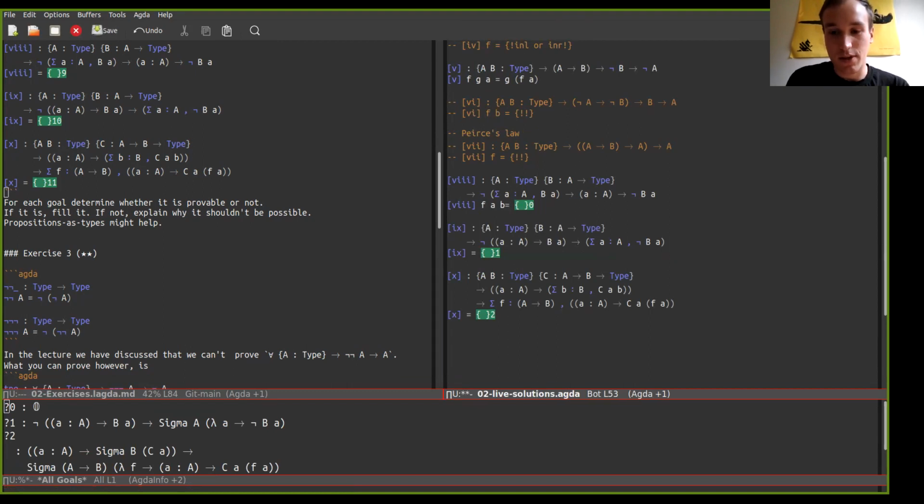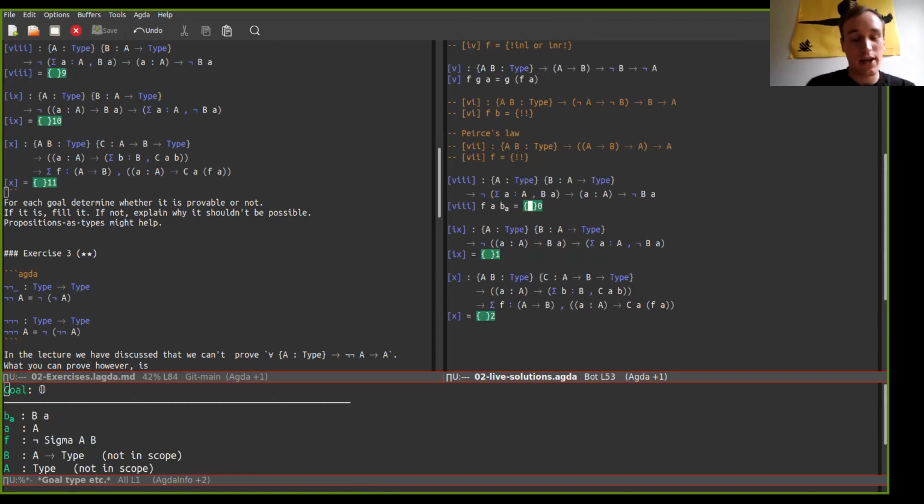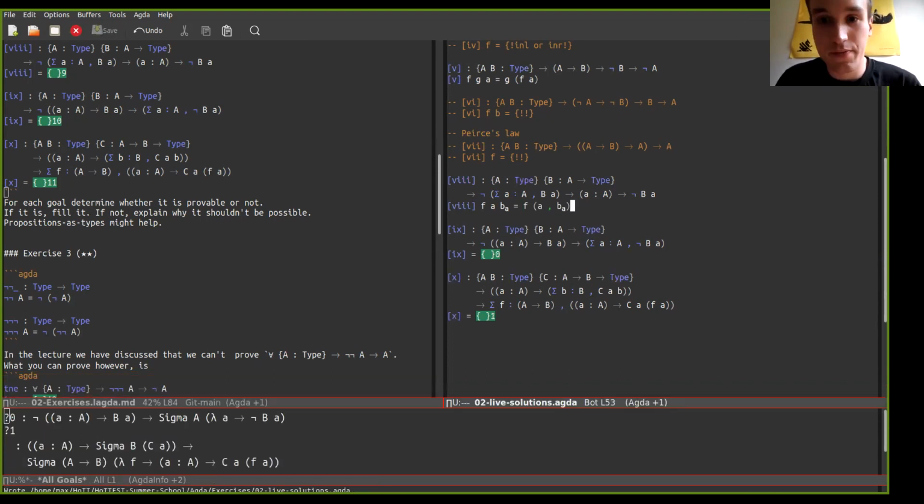So I wanted to write B subscript A to show that this B depends on A. So we have our A, we have our B A, and we have to produce something of the empty type, but we have our F, which is the negation of the sigma. So we can apply F to the pair A, comma, B A. Okay. Now moving on, 9.